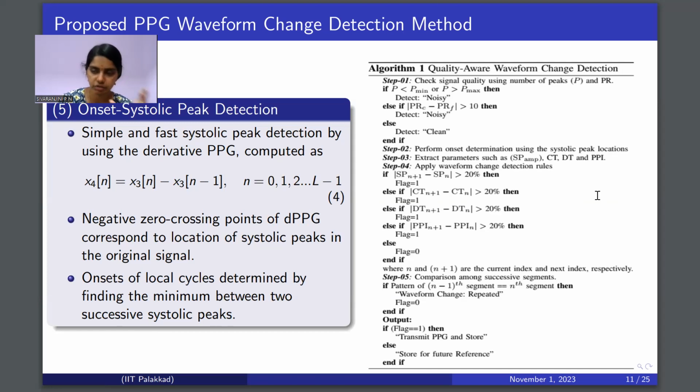We are setting a threshold of 20%, and the variation of consecutive systolic peak amplitude, rise time, decay time, and PPI should not be more than 20%. Once this condition holds, we are also making sure that the variation between the previous segment and this segment also does not exceed the threshold. If a variation is found, we transmit that PPG for further diagnostics. And if no variation is detected, then it can be stored for future reference or it can be discarded.